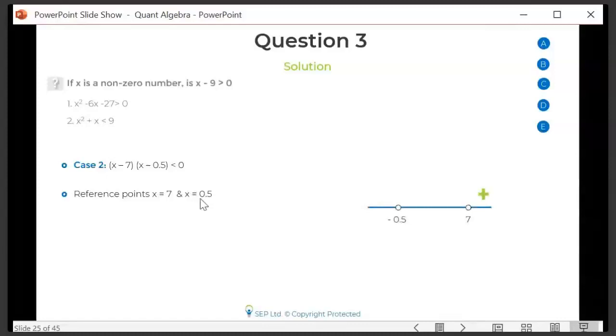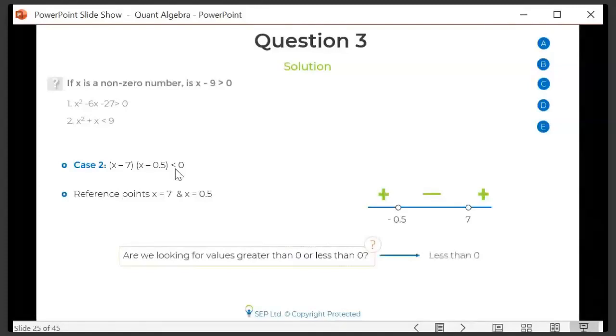So the process doesn't matter whether you have a greater than sign or less than sign. The process of marking positive, negative, positive remains the same. So I'll keep on alternating the sign. Now in this case, look that we are looking for less than 0, not greater than 0, which is important, right? So can anyone tell me, if you're looking for less than 0, what will be the answer? Will it be x greater than 7 and x less than 0.5? Or will the answer be between 0.5 to 7?